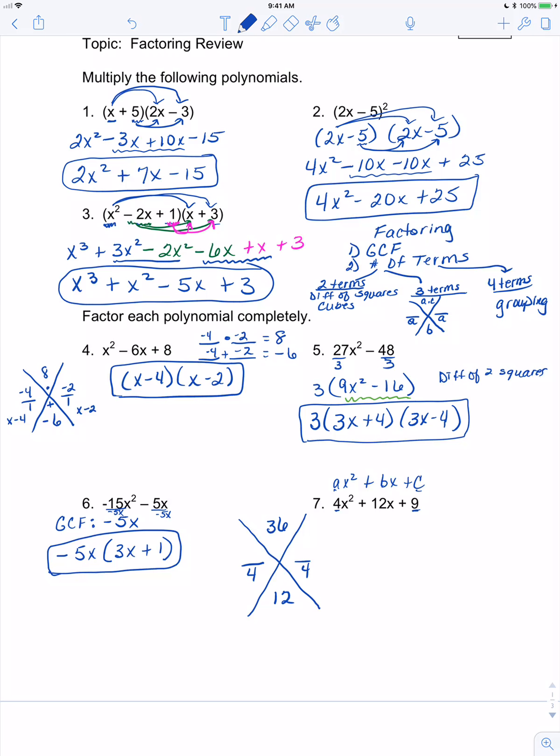So what times what is 36 that adds up to be 12? Well, that's going to be 6 and 6. Well, these both reduce to 3 over 2. And remember, bottom number always moves to the front. So making that factor 2x plus 3. This factor is also 2x plus 3. So the final answer is 2x plus 3 times 2x plus 3. And when you have the same thing, we just like to write it as a square.